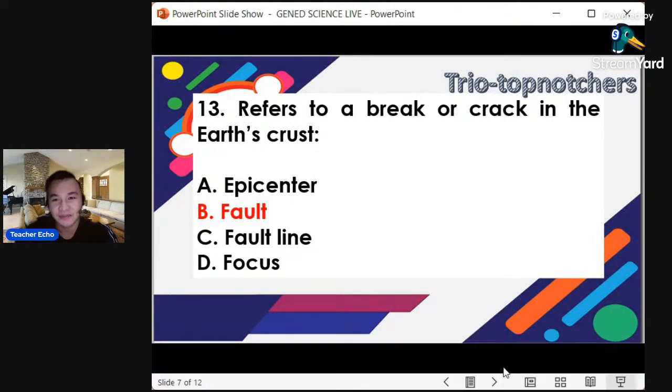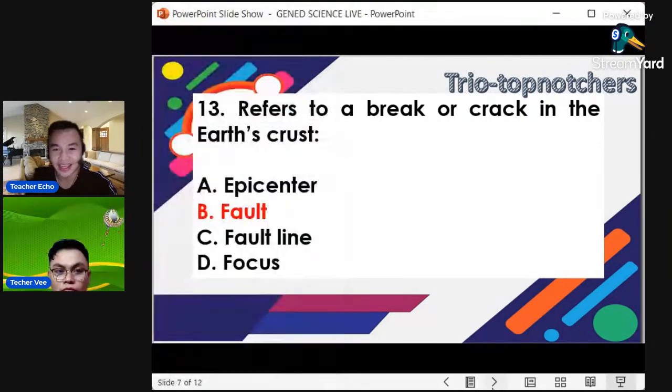Kapag nag-break kayo ni crush, kapag nag-break kayo sa mga jowa nyo dyan, okay, sino ang sisisihin nyo? Di ba? Sasabihin nyo na, it's your fault. Charis. Di ba? Yan po yung mnemonics natin dyan. Okay, kapag break, crack, okay, fault po ni jowa. Okay, it's your fault. Bakit nag-break tayo? Because it's your fault.